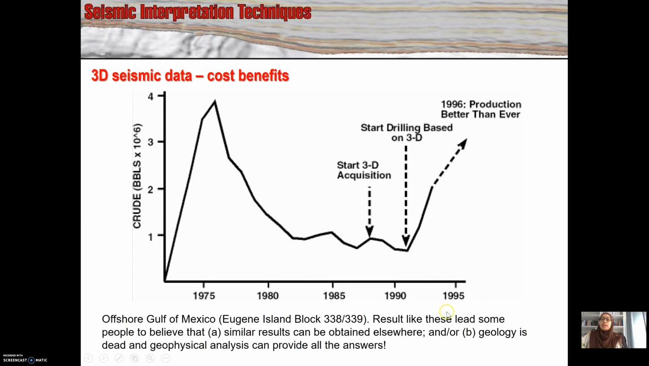This is the result from the Gulf of Mexico. You see that when we started drilling based on 3D in the early 1990s, you have a better production increase. Because from 1975 to 1980 you had very good production, but it dropped drastically because your wells were dry and you could not find new reserves through 2D. So they started 3D acquisition around 1987, something like that, and production increased after that.